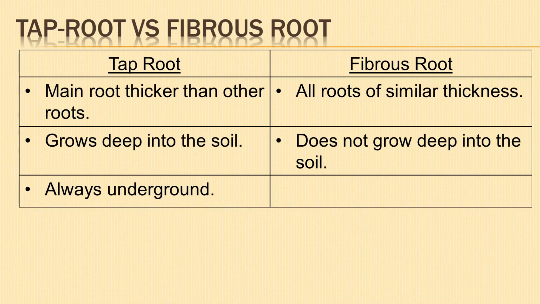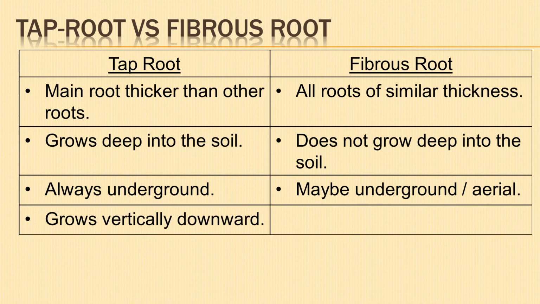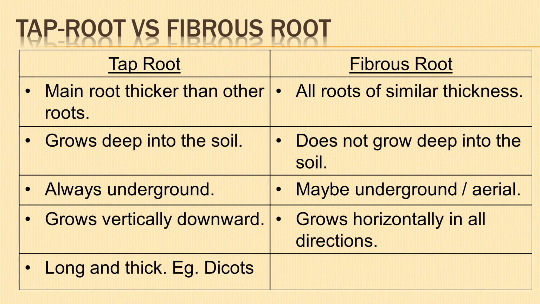Taproot is always underground. Fibrous root can be underground or aerial. Taproot grows vertically downwards. Fibrous root grows horizontally in all directions. Taproots are longer and thicker and are found in dicots. Fibrous roots are short and thin and are found in monocots.